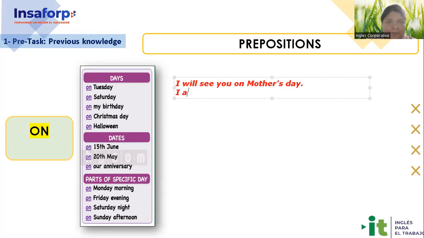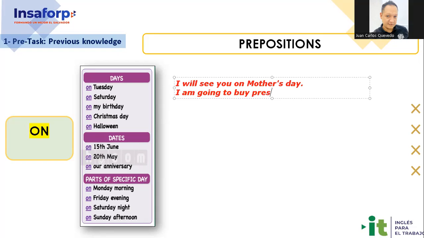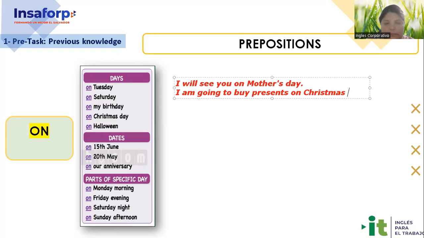Let's see. I'm going to, ahí vamos utilizando diferentes estructuras. Futuro, okay, I'm going to. Children's Day. Okay, I'm going to buy presents. Okay. On Christmas Day, for example. Okay, cuando va a comprar regalos, el día de Navidad.